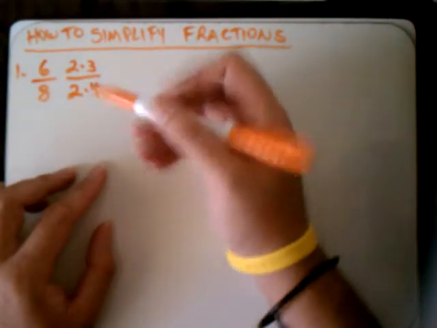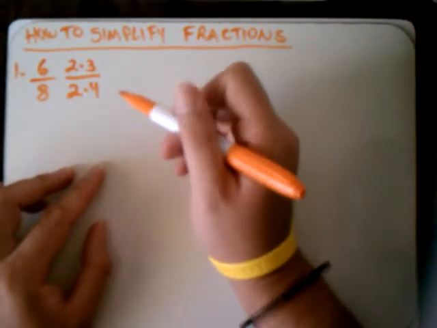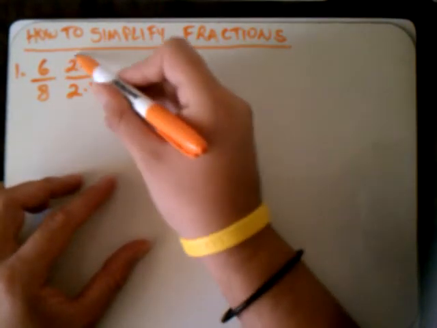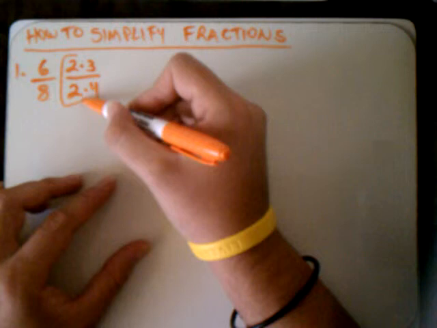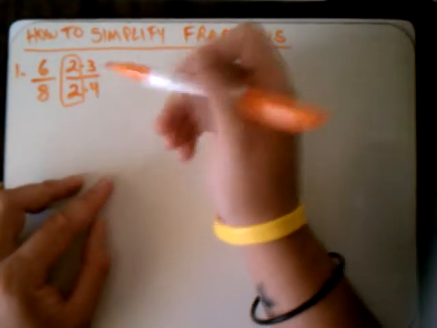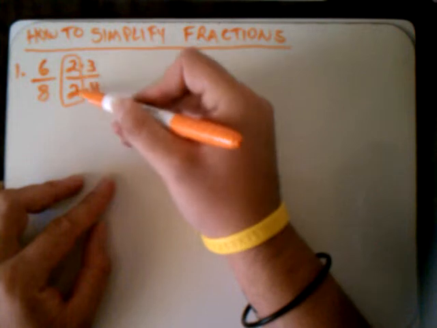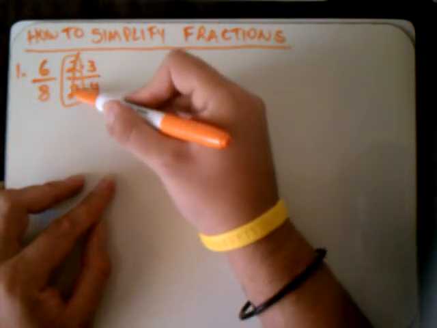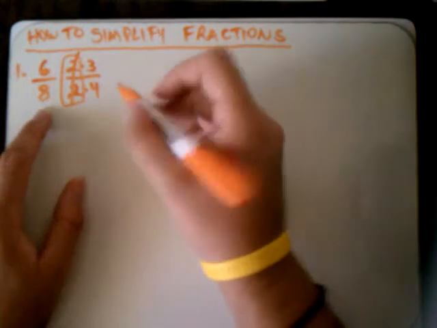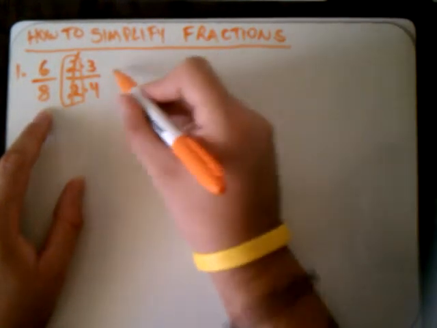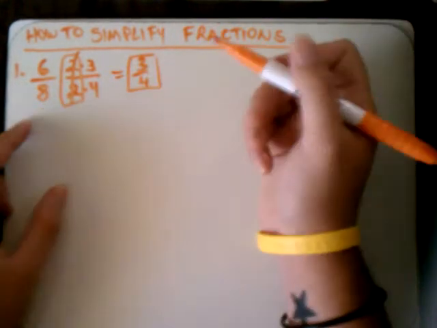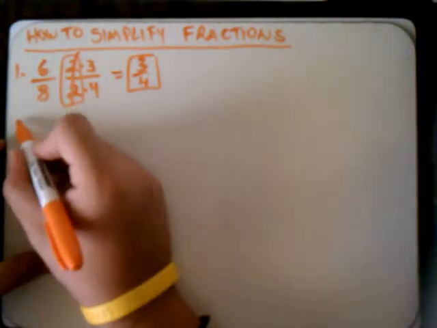Our main goal is to find a number that is the same on the top and the same on the bottom. In this case, I have 2 and 2. The reason we do this is because whenever you have the same number top and bottom, they cancel out. So the simplest form of this fraction, your answer, is going to be 3 over 4. Okay? Let's do example 2.